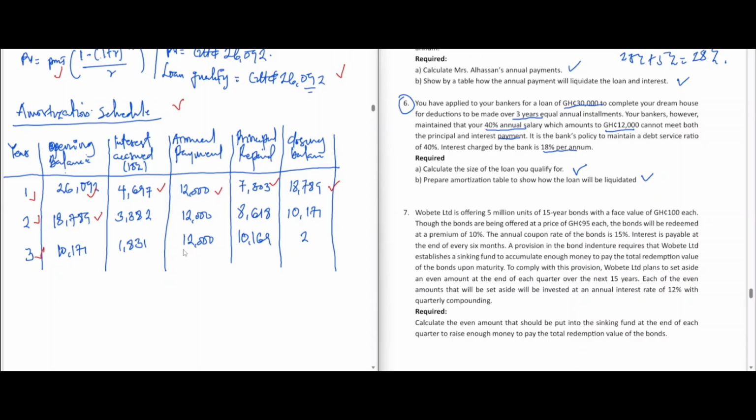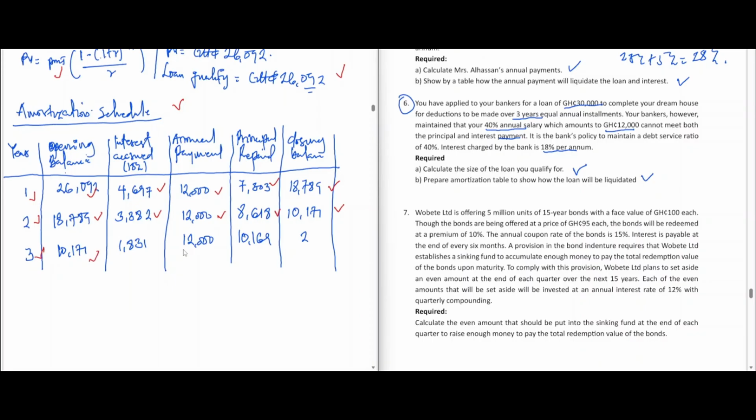So we'll calculate interest of 18% on it, and we'll get 3,382. Then we have our annual payment of 12,000. So when we calculate our principal prepaid, which is the 12,000 minus 3,382, we get a principal prepaid of 8,618. When we take 8,618 from the opening balance of 18,789, we'll get our closing balance of 10,171. This 10,171 will now become our opening balance for year 3.